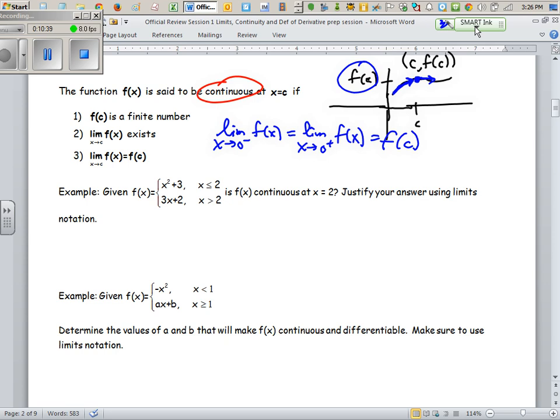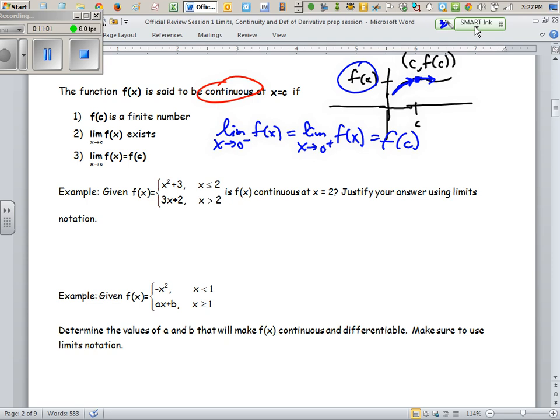So they write it as a three-part statement. I write it as a three-way equality. Okay? But let's take a look at the example there. Is it continuous at x equals 2? Well, let's check the limit on the left. We'll check the limit on the right, and we'll check f of c.